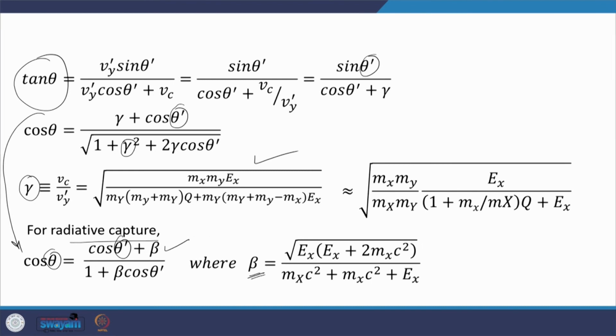So, to summarize today's lecture, I have related various quantities between the lab frame and the CM frame. Please work out all these relations yourself. I have ended the lecture by relating theta and theta prime when we come across the lab frame and the center of mass frame.